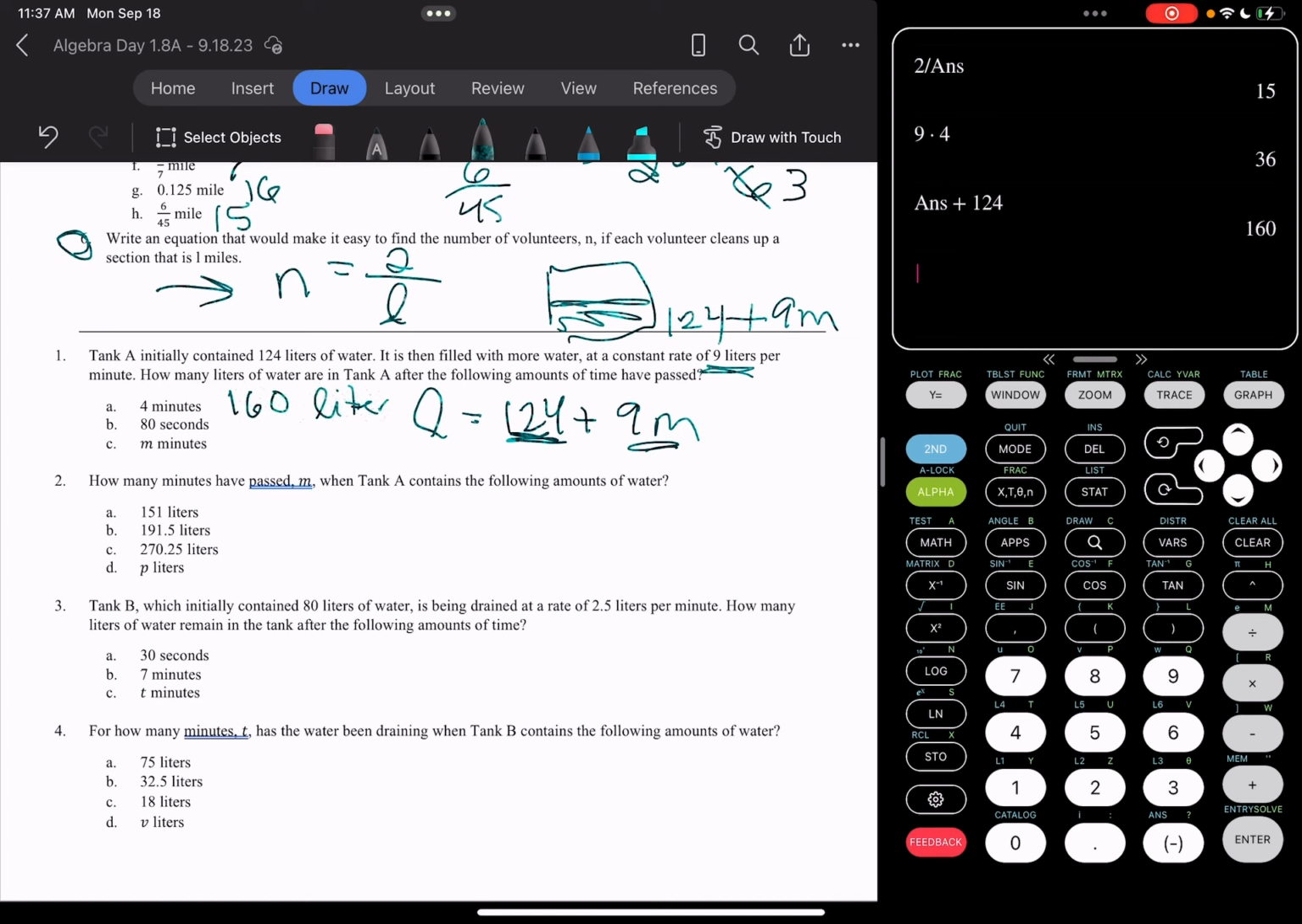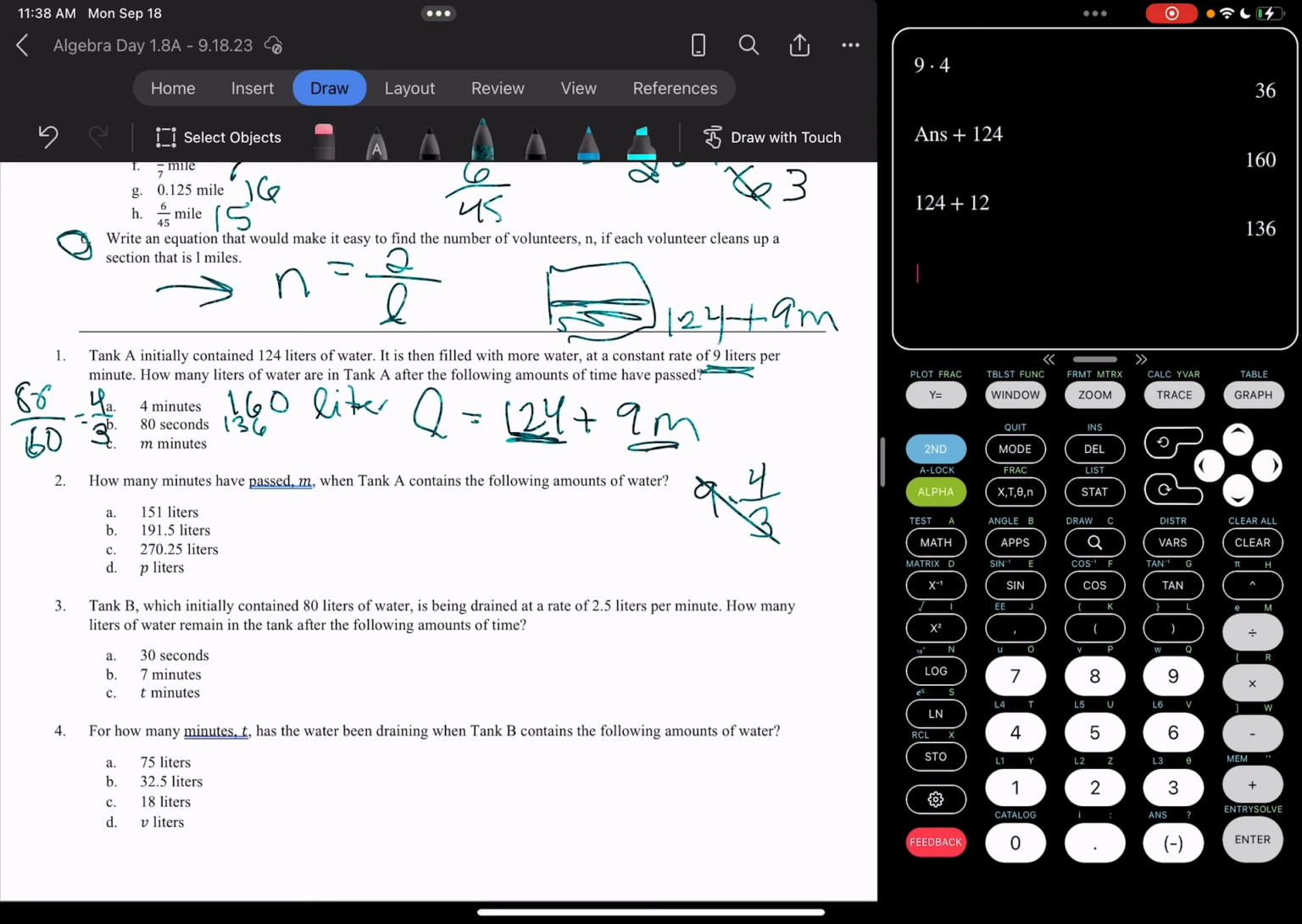After 80 seconds, now 80 seconds out of 60 seconds, right, because this is in minutes, 80 seconds over 60 seconds, if you reduce that in fraction terms, it's going to be 4/3 or 1 1/3. And so we can do 4/3 times 9. 9 times 4/3. This will end up being 12. So 124 plus 12 is going to give you 136.